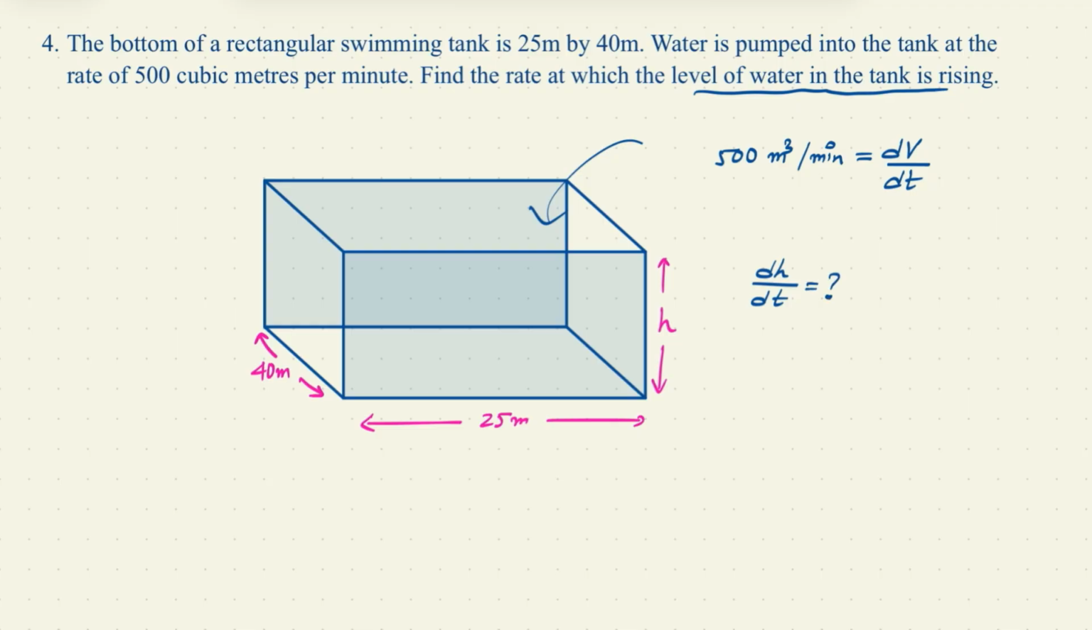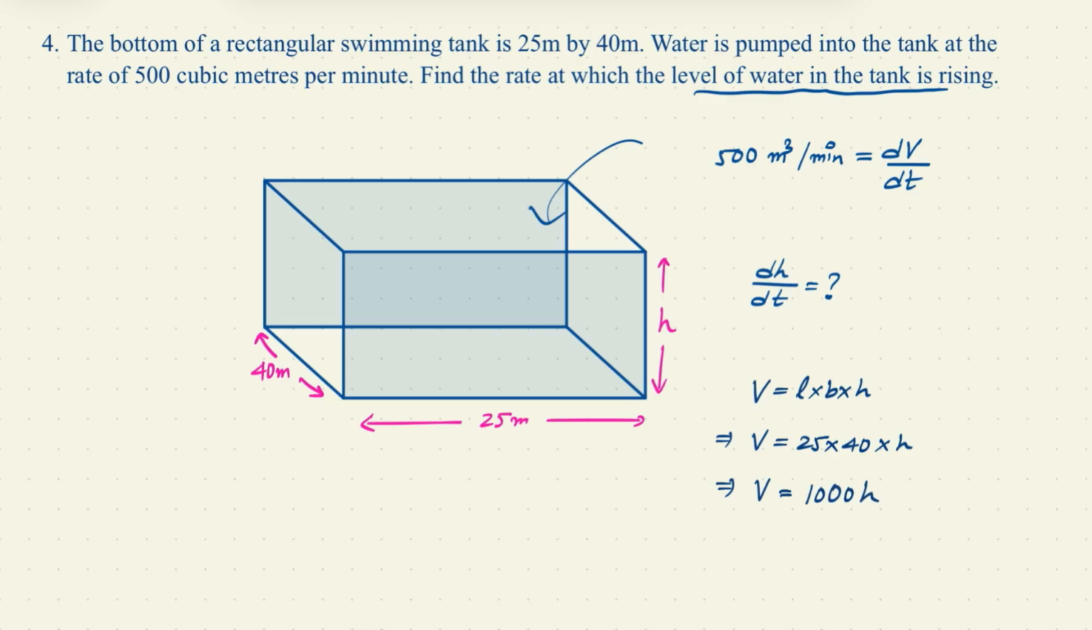Now since water is getting inside the tank, the water will take the shape of the tank. So the volume of the tank, that means the volume of the cuboid, is length into breadth into height. And since the question has given the length as 25 meter and breadth as 40 meter, let us put those values here. Then we will have V equals 1000 into H.